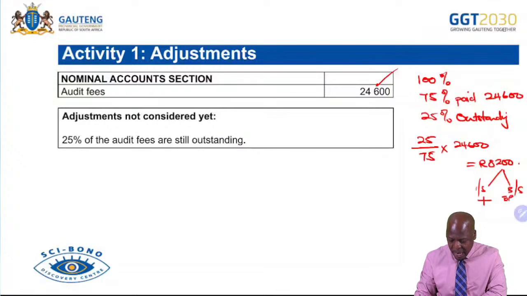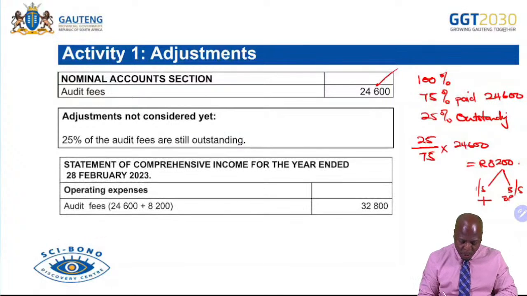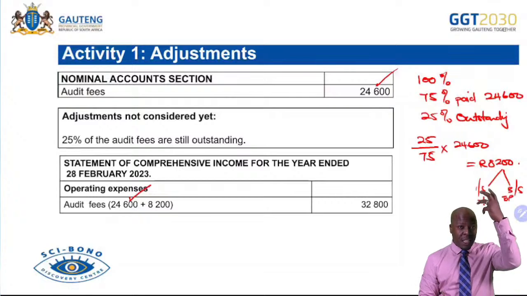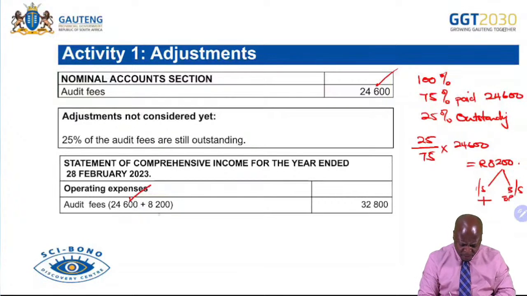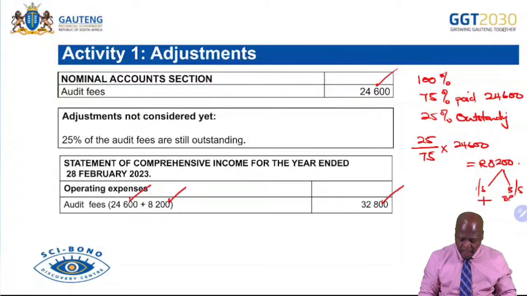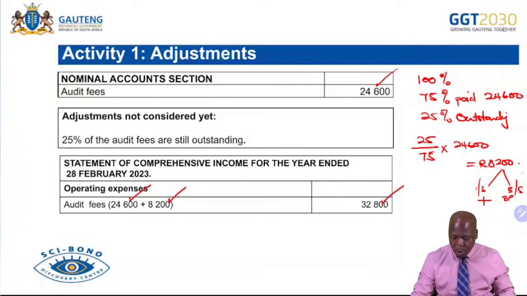Trade and other payables. All right, let's come here, and then we now say audit fees, the amount from the trial balance. Remember to always take the amounts from the list of balances. And then we come here, and then we now say the outstanding amount, which is your 8.2. Then we end up with 32.8. And remember, this also goes to your balance sheet, trade and other payables.